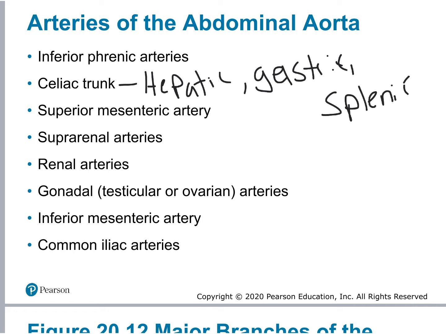And the splenic artery is going to the spleen, which makes sense, which is in the upper left quadrant, but it's also going to the pancreas. So the splenic artery is to the pancreas and the spleen. So pancreas and spleen, splenic artery. Stomach, gastric artery. Liver, hepatic artery, and they're all a part of the celiac trunk.